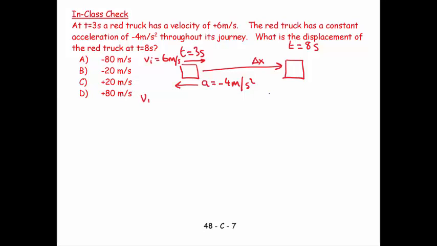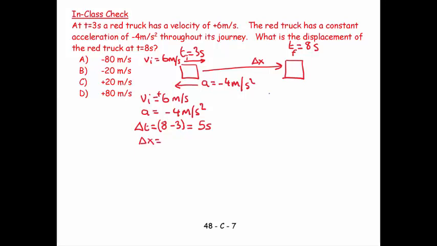Let's make my list. I go VI is equal to plus 6 meters per second. I say that A is equal to minus 4 meters per second squared. My delta t is equal to my final time minus my initial time, which is equal to 8 minus 3. There's no law that says I have to start the calculation when the clock says 0. And that equals 5 seconds. And then what am I looking for? I'm looking for my displacement.